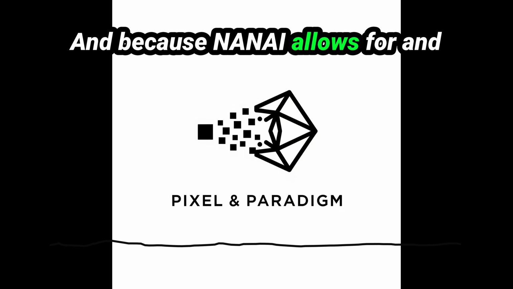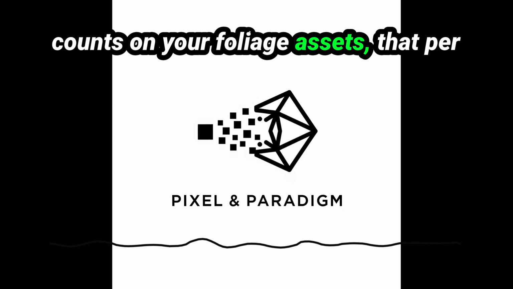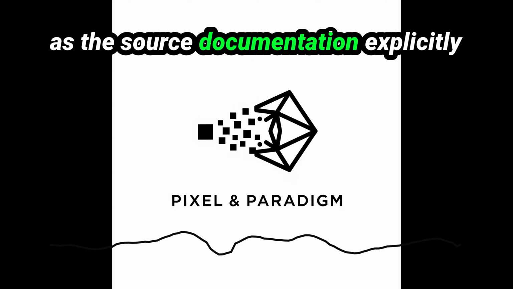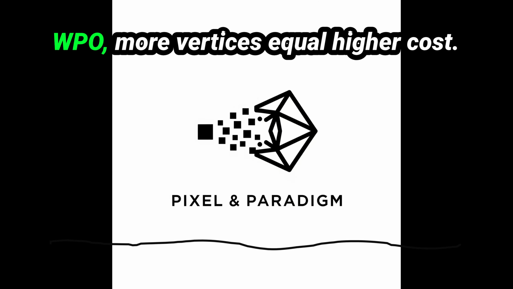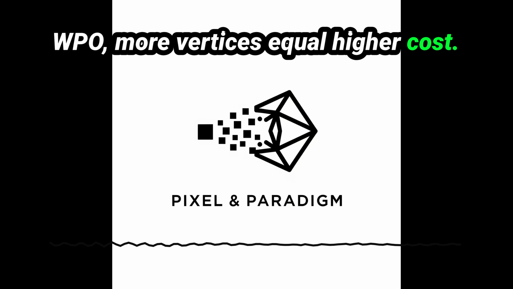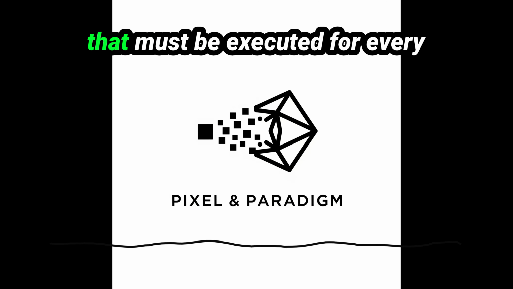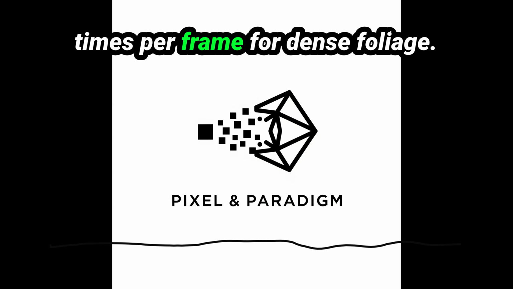And because Nanite allows for, and often results in, incredibly high vertex counts on your foliage assets, that per-vertex cost is amplified dramatically. As the source documentation explicitly states, when using World Position Offset, WPO, more vertices equal higher cost. Complex WPO logic directly increases the number of shader instructions that must be executed for every visible vertex, potentially millions of times per frame for dense foliage.